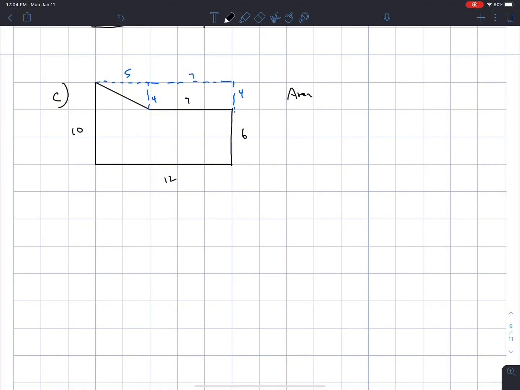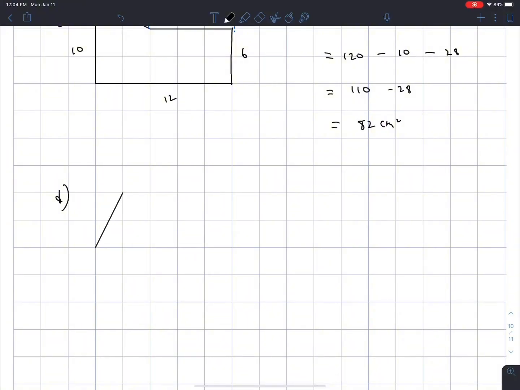So now I can say area is the biggest one, 12 times 10, the entire rectangle, minus the triangle. Triangle is base times height divided by 2, minus another small rectangle, just 7 times 4. So 120 minus 5 times 4 is 20, divided by 2 is 10, and 7 times 4 is 28. Okay, so feel free to use your calculator for these problems. So 110 minus 28, we get 82. So 82 centimeters square.